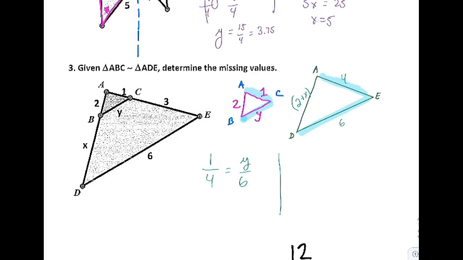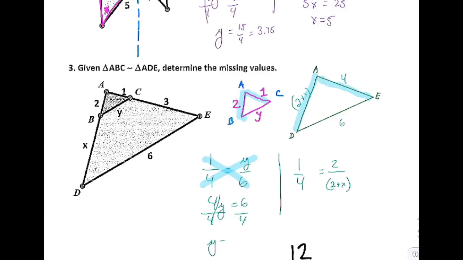Now my other equation would be, I'm going to use the 1 and the 4 again, because those are the numbers. And then I'm going to use 2 and 2 plus x. And I'm going to cross multiply and get 4y equals 6. Divide by 4, and that's going to reduce to 3 over 2, or 1.5.